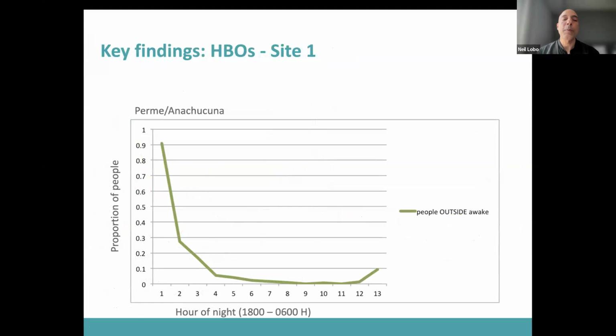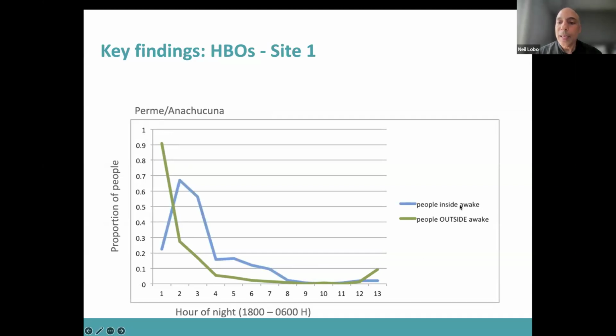Now, when we look at the human behavior observations, I'm going to go through this in a little bit of detail. The green line means people outdoors. It's the same thing over here. We have 5 p.m. to 6 a.m. over the course of the night. And over here, we have the proportion of people from that house, right? So you can see most people were outside. 90% of people from that house were outdoors in the evening. And that number went down because people were going indoors over the course of the night. And over here, you can see they started waking up and going outdoors again.